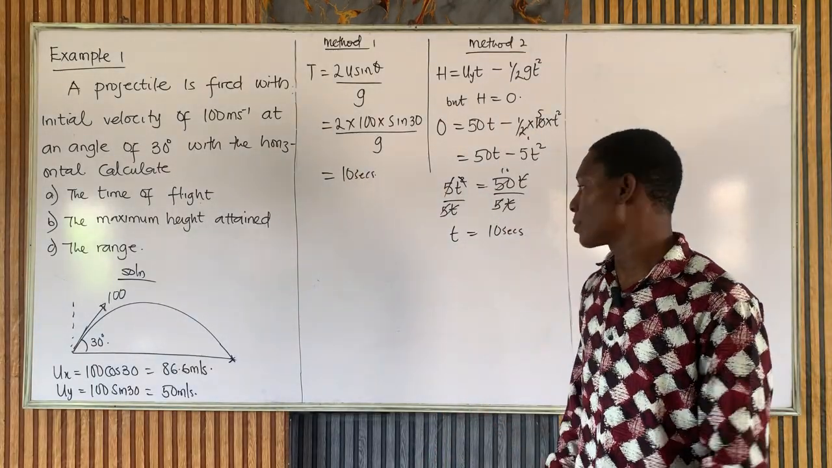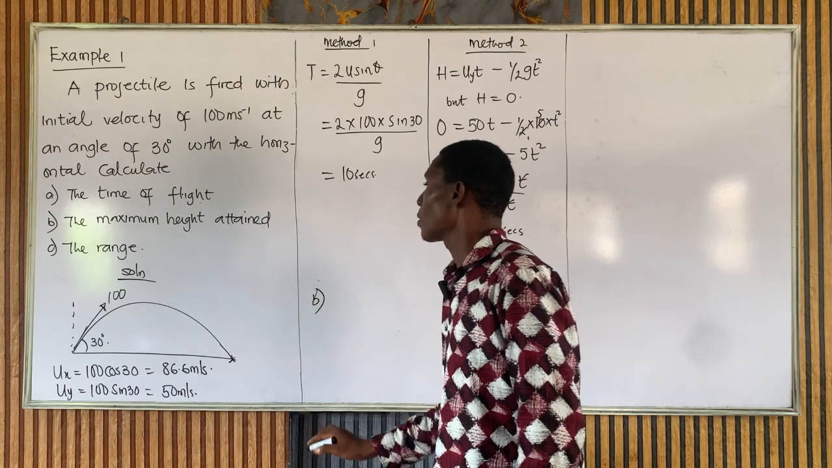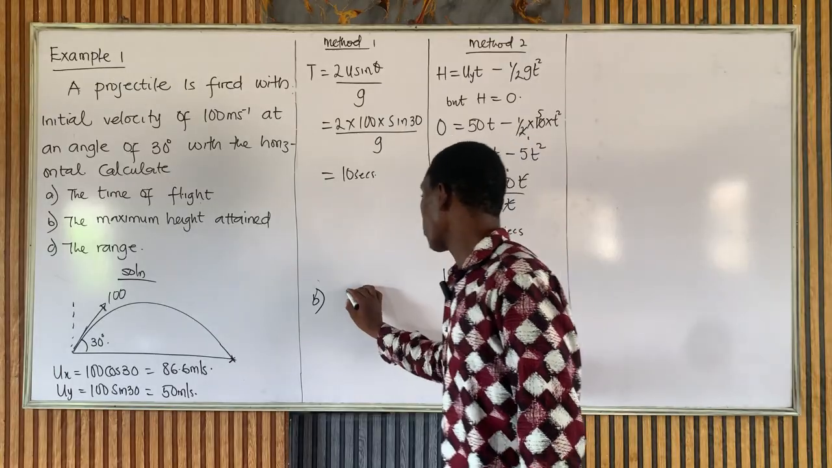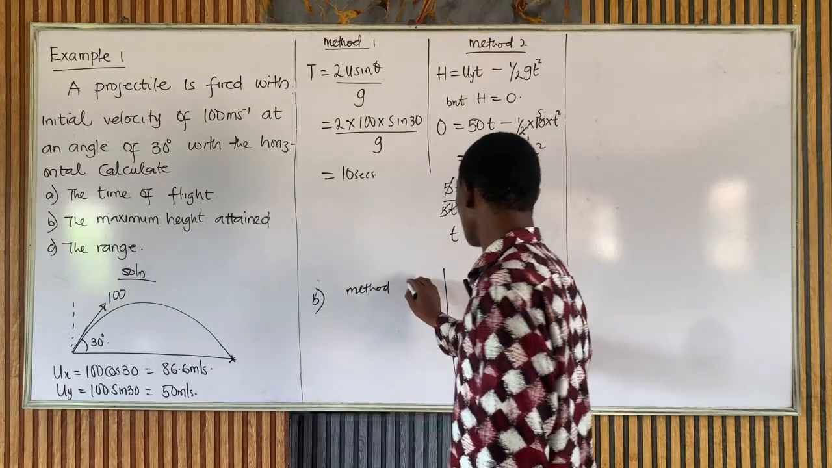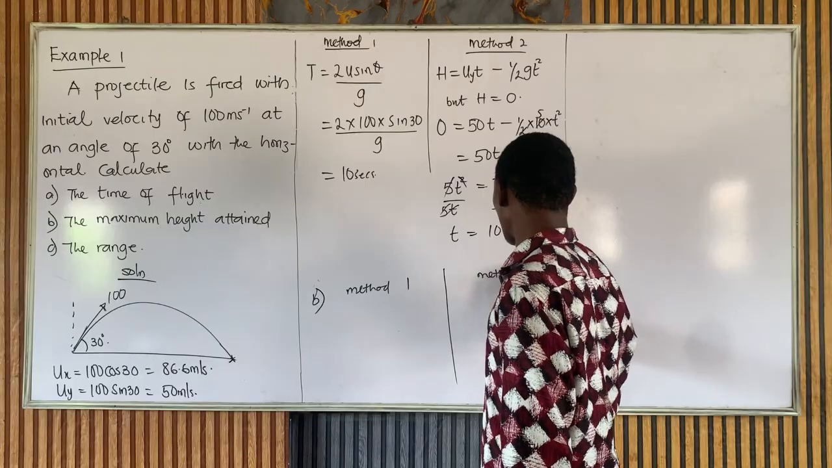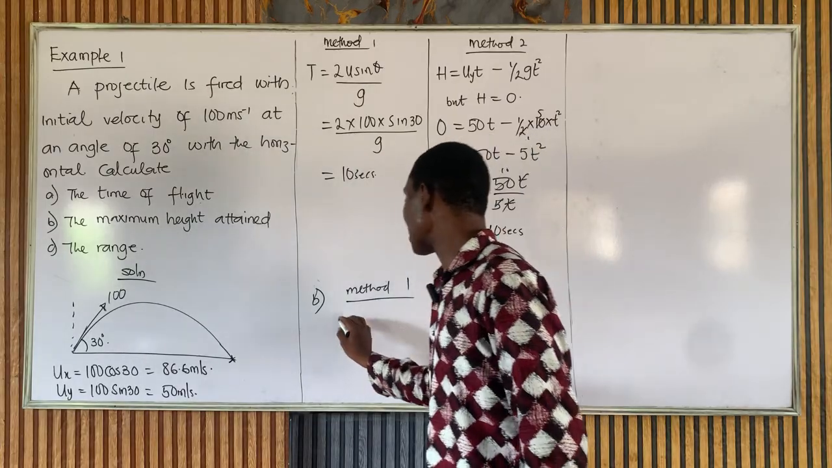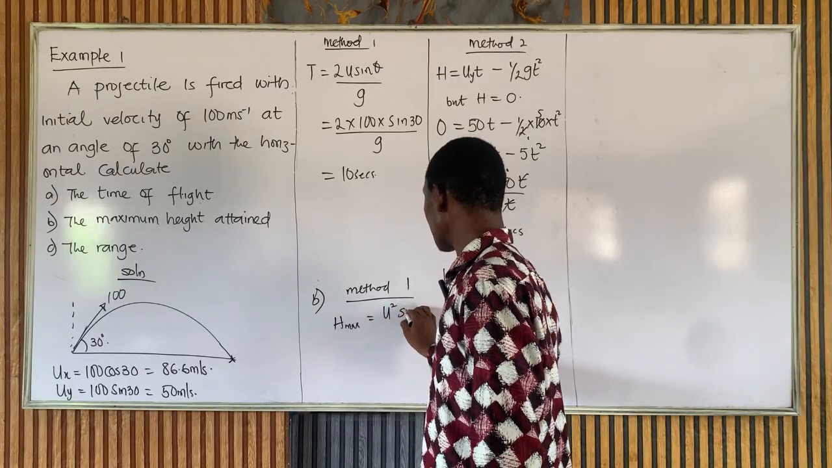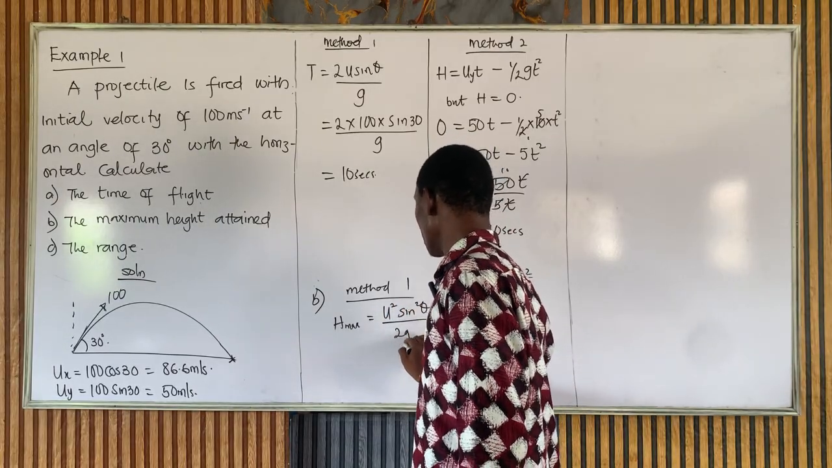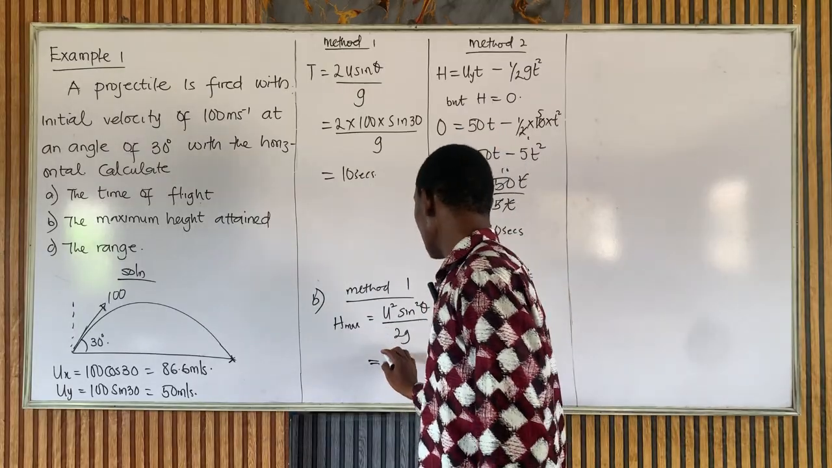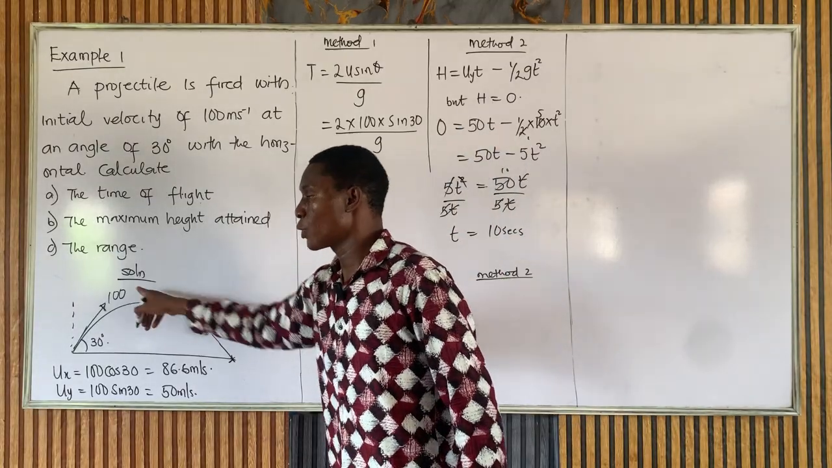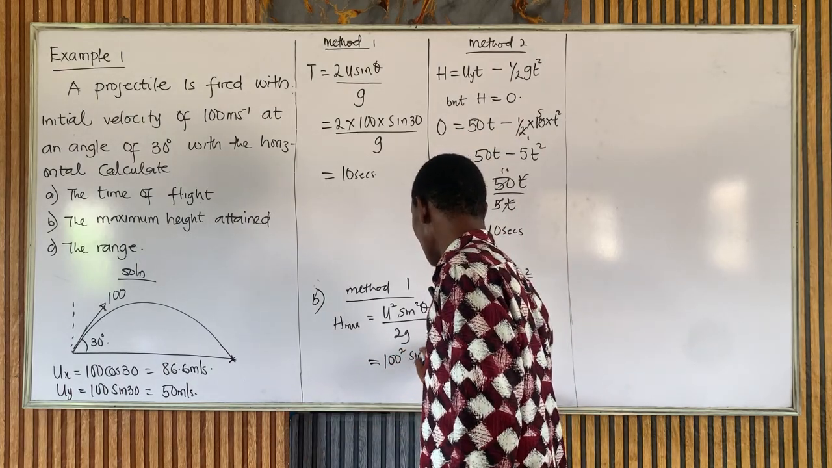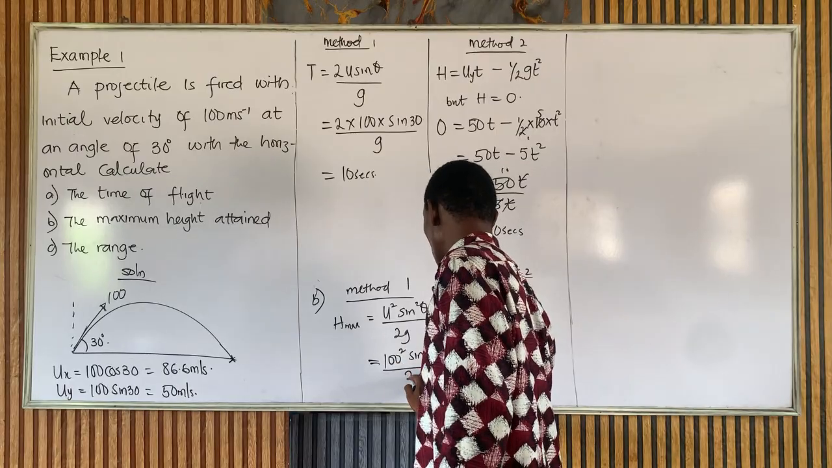Let's take the second question, B, the maximum height attained. We still solve with the two methods again. One with the formula for projectile, that's method 1, and method 2 with our equation of motion. For method 1, we have that maximum height, h max, is u squared sine squared theta over 2g. And so this is your u, please mind you. u doesn't mean Ux or Uy. That will be 100 squared sine squared 30 over 2 times 10.